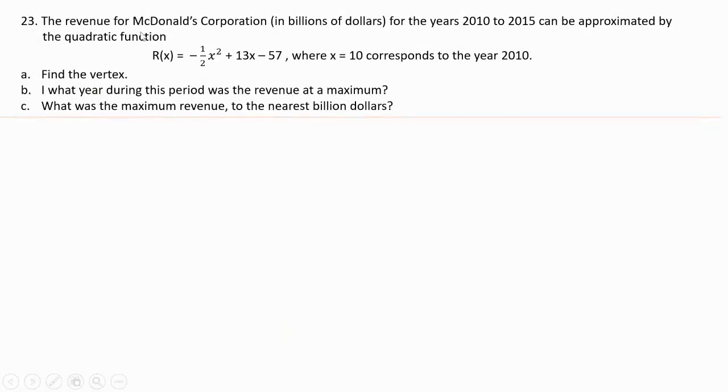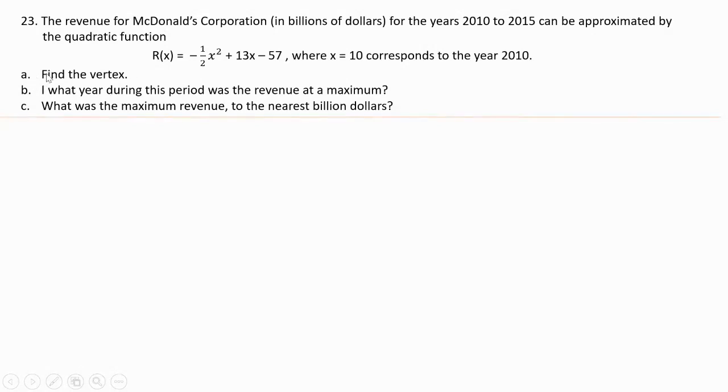Okay, now, how do you apply this in real life with a vertex? It says the revenue of McDonald's Corporation in billions of dollars for the years 2010 to 2015 can be approximated by the function R of x equals negative 1/2 x squared plus 13x minus 57, where x equals 7 corresponds to the year 2010.